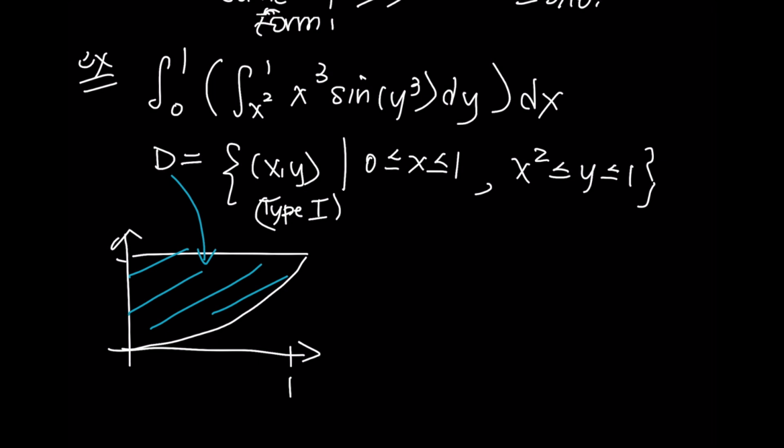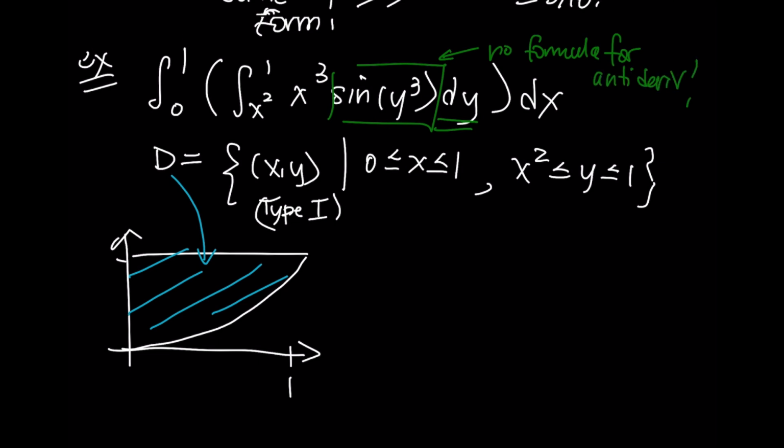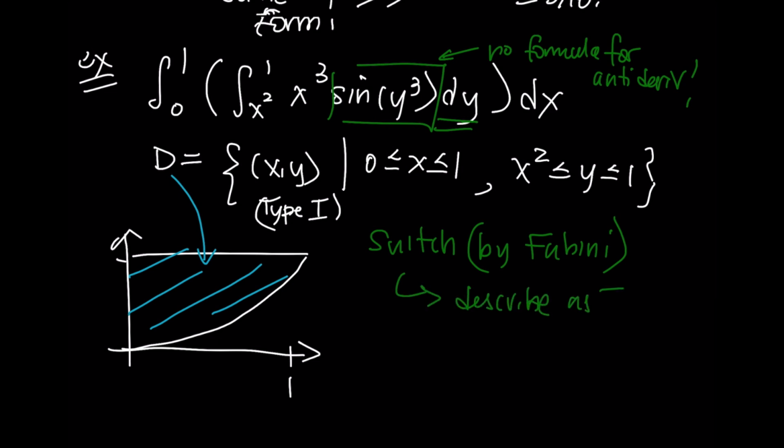As given, we are going to encounter a problem. The integration variable is y, and I now have to integrate sine of y cubed. There is no formula for the antiderivative, and that means I can't make any progress going forward. So what we're going to do here is switch the integration variable, because I'm allowed to by Fubini's theorem, and that means I have to describe this as a type 2.